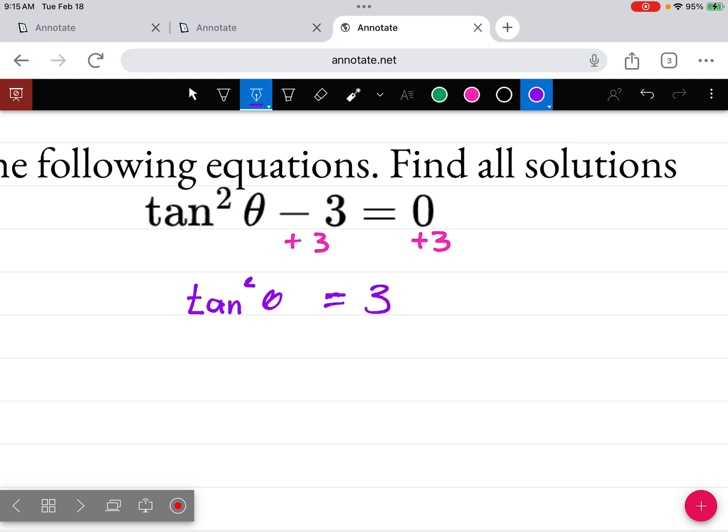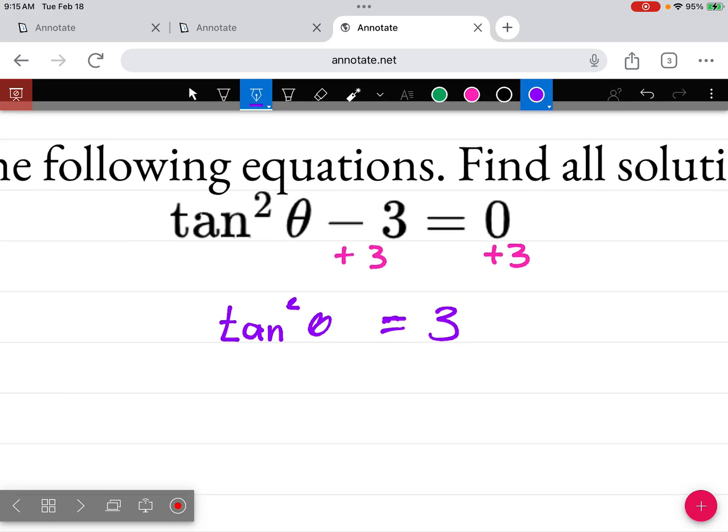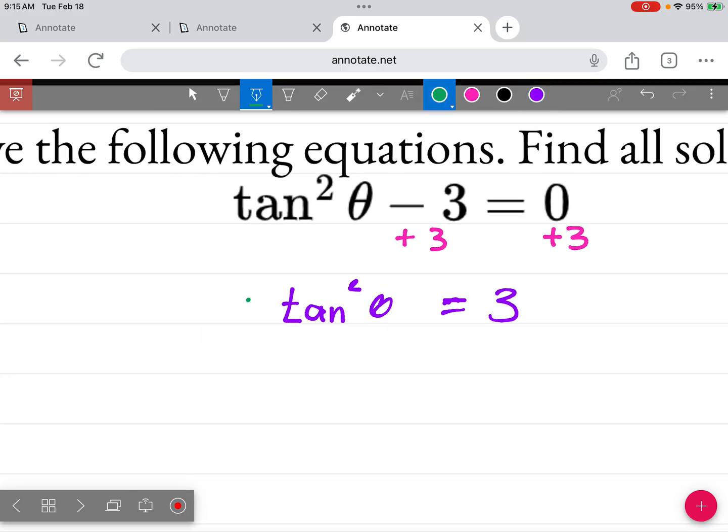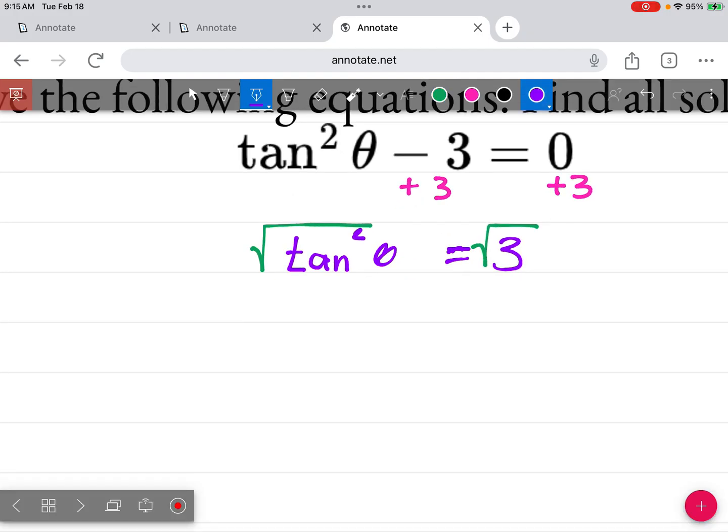What can we do here? I was going to say, since we have a squared, we can square root both sides. You could absolutely have the sine over cosine route, though, as well. So I can square root both sides. When we square root both sides, that's going to give me tangent of theta is what?